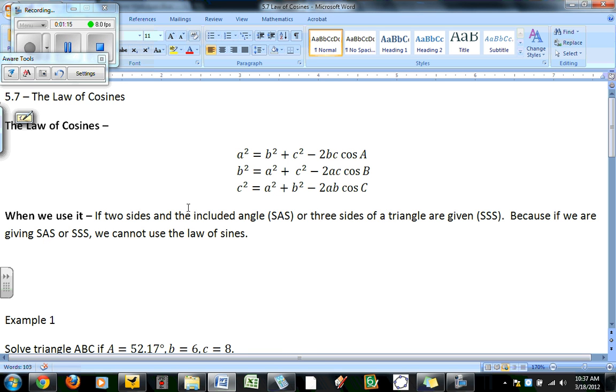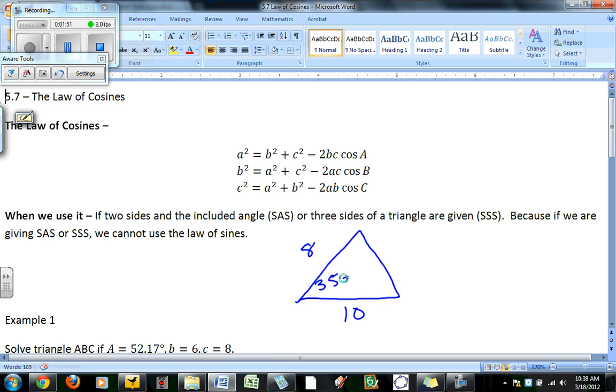We use the law of cosines when we're given two sides and the included angle, which means side angle side, or side side side. The reason is that for the law of sines, we had to have an angle across from a side given. So we had to know this was like 30 degrees and this was 8, and then one other part, like this was 10. Then we could do the law of sines because we had an angle and a side opposite.